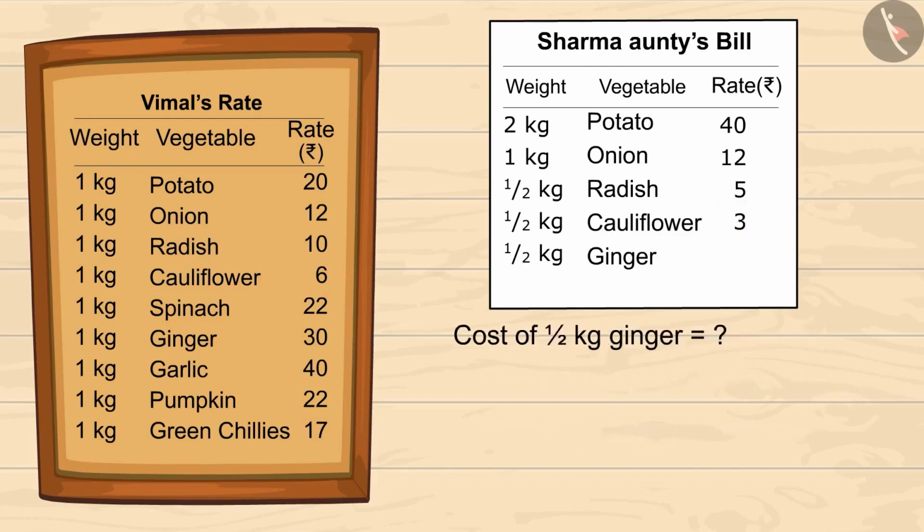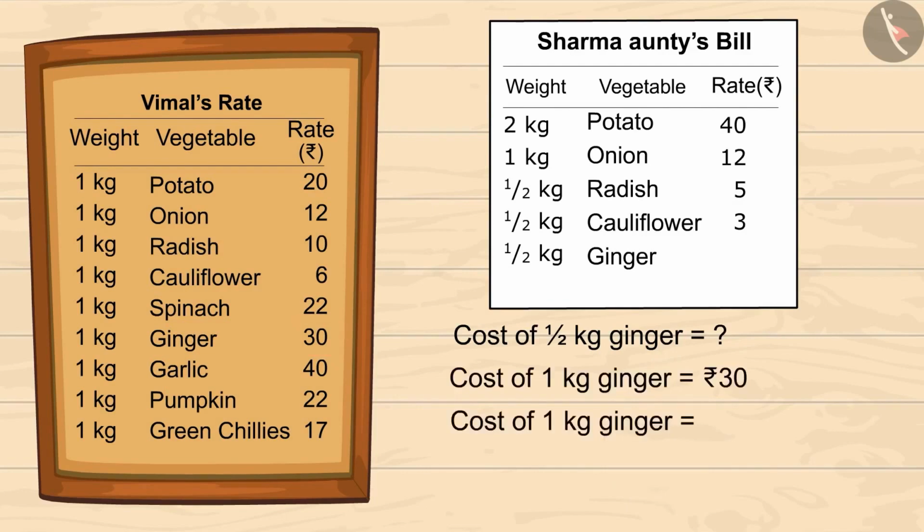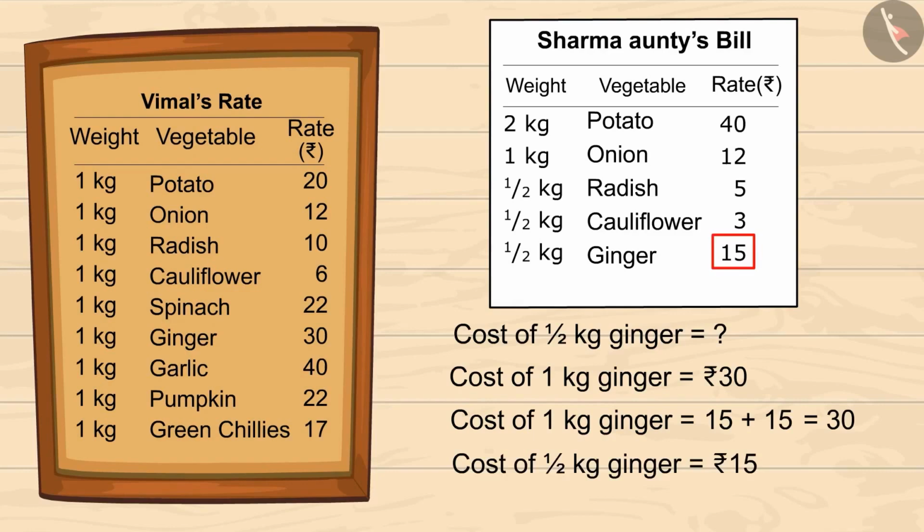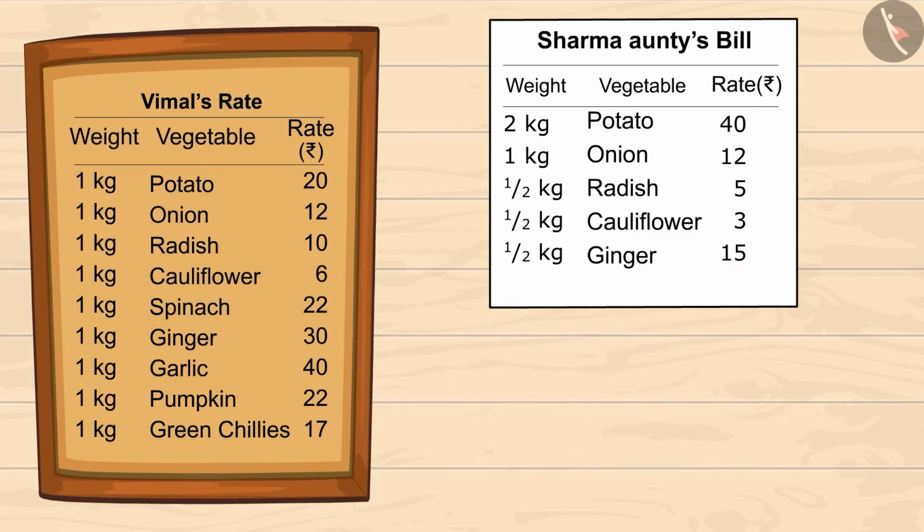Now we are left with half a kg ginger, means half the price of 1 kg. You can pause the video and calculate it. 1 kg ginger costs 30 rupees, means half a kg ginger will cost half of 30 rupees. On dividing 30 into 2 equal halves, we will get 15. So, half a kg ginger will cost 15 rupees. So, this is the cost of shopping done by Sharma auntie.